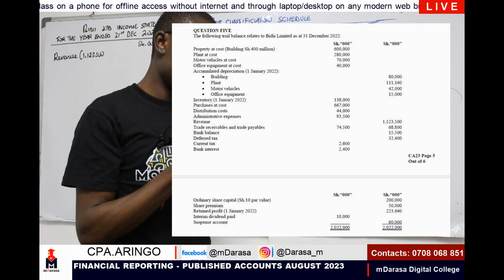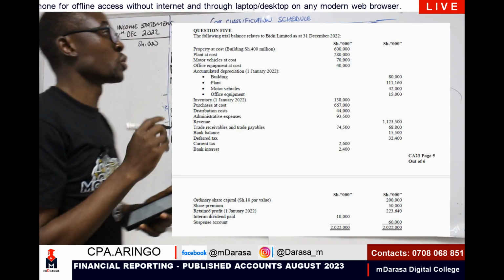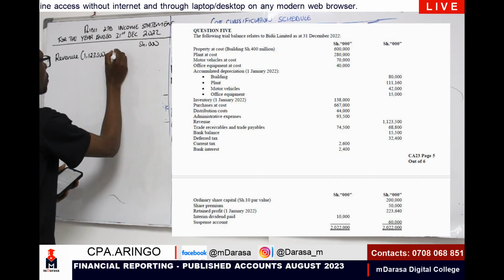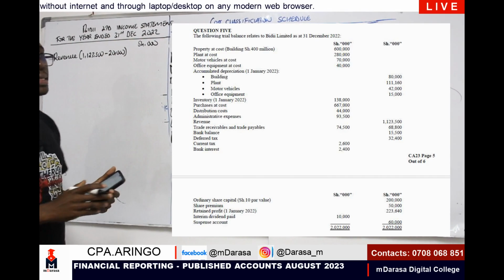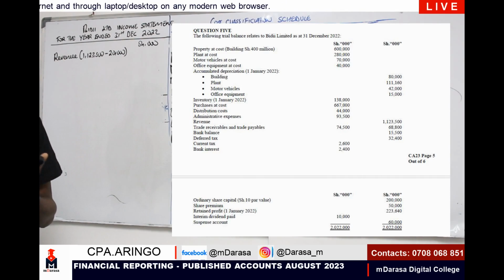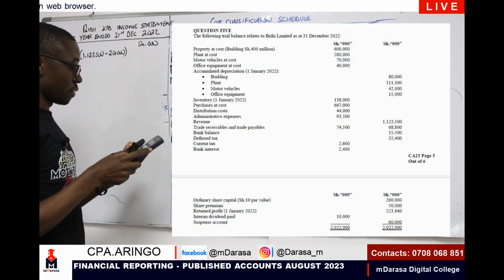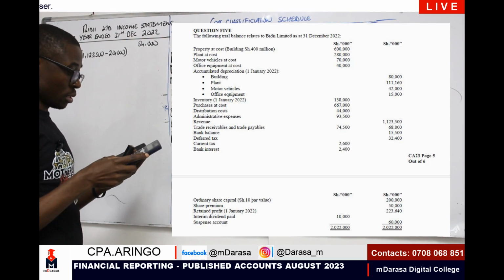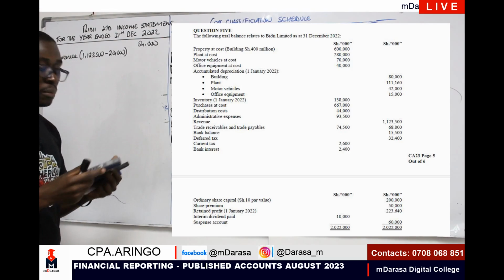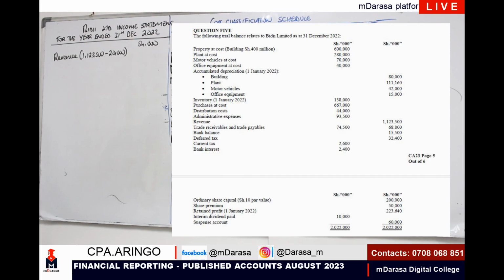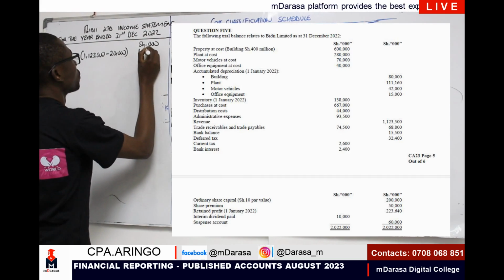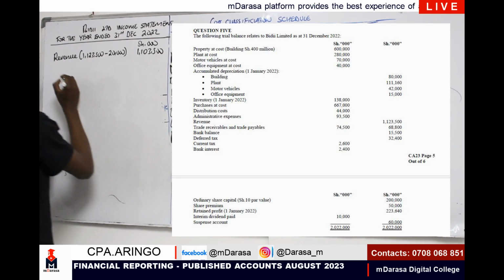the cash proceeds of 20, which were credited to the revenue account. So literally you must remove that, because we have corrected that and done it the way it's supposed to be done. So we need to deduct that. So I'll be having 1,123,500 minus 20 million to give us 1,103,500. Then cost of sales.